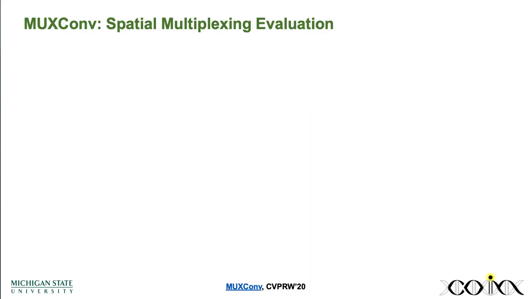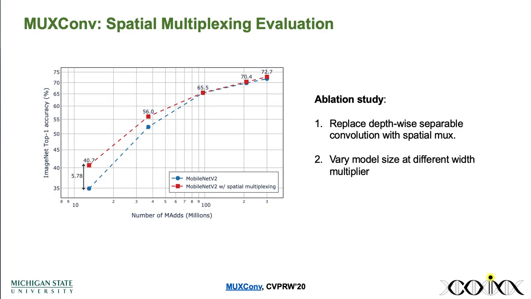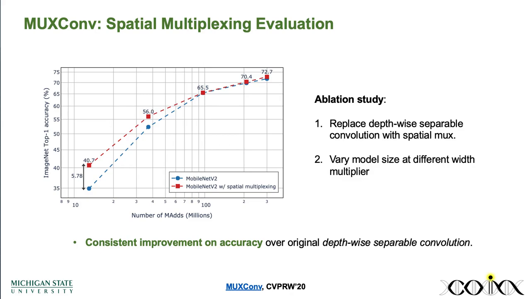To analyze the impact of spatial multiplexing in isolation, we replace the depth-wise convolution in MUXNet v2 with the spatial multiplexing convolution, where we observe that spatial multiplexing consistently improves accuracy at different model sizes scaled by width multipliers, and is particularly effective in the lower flops region.